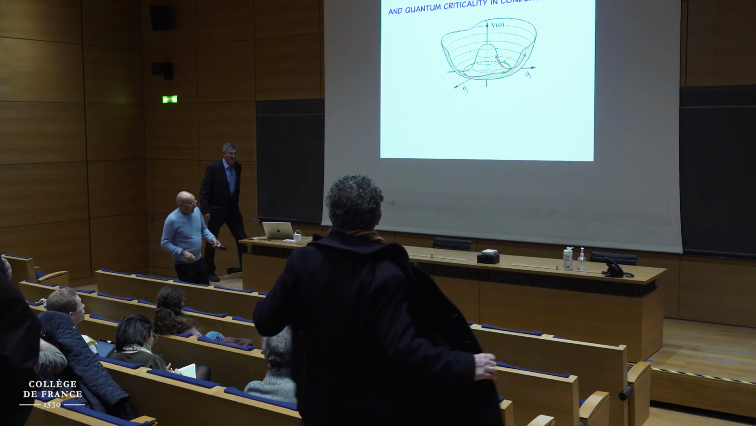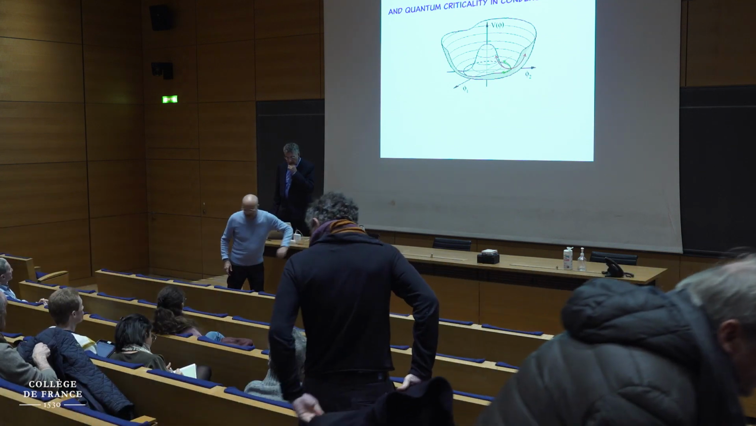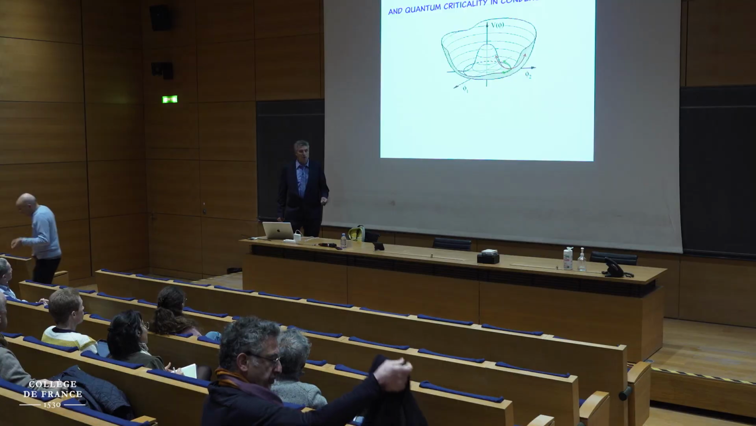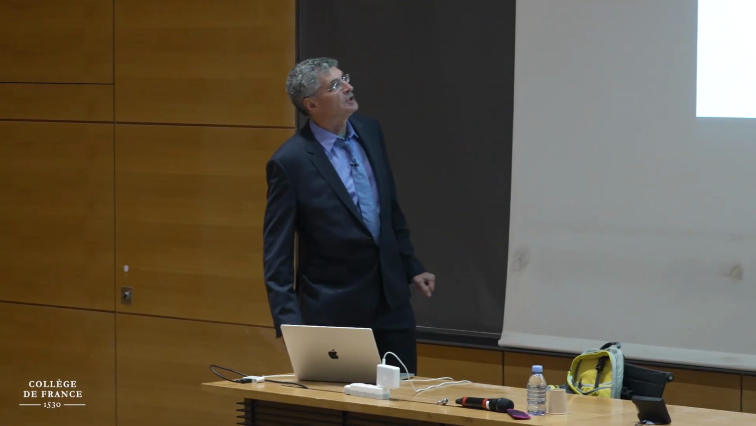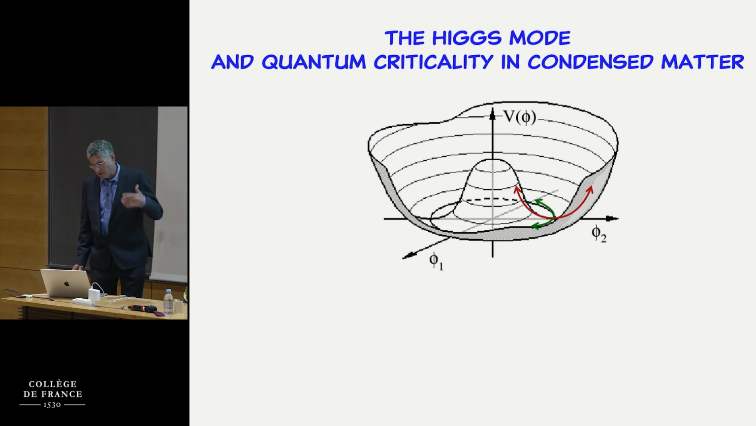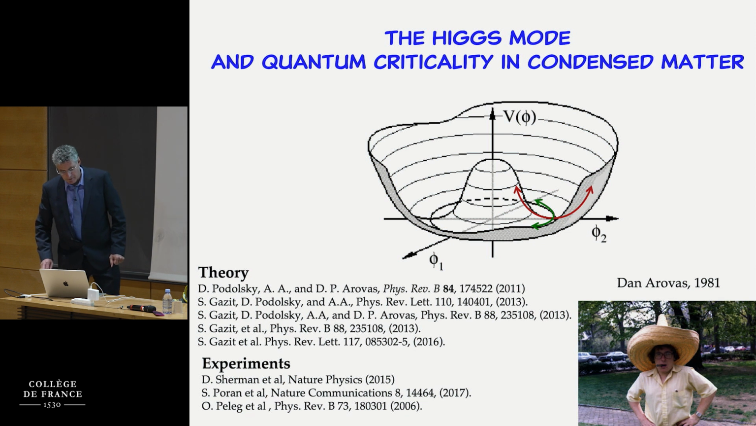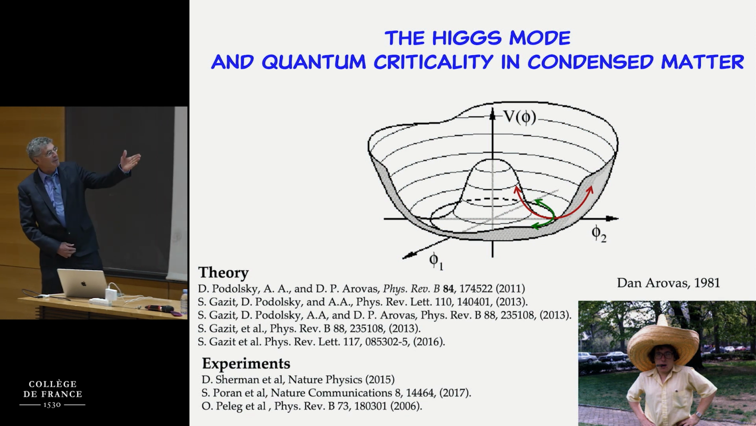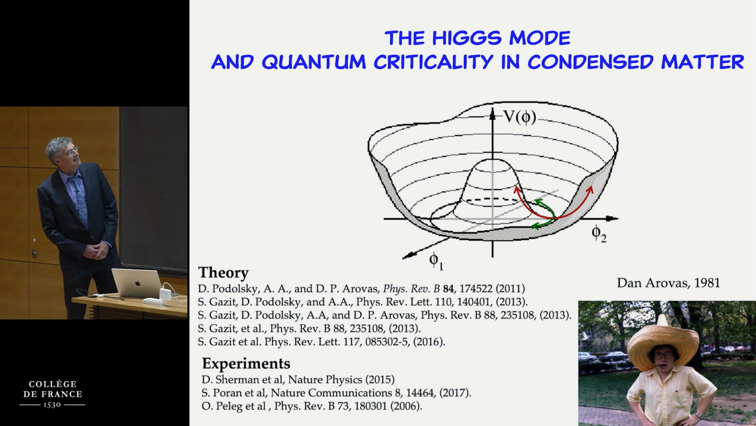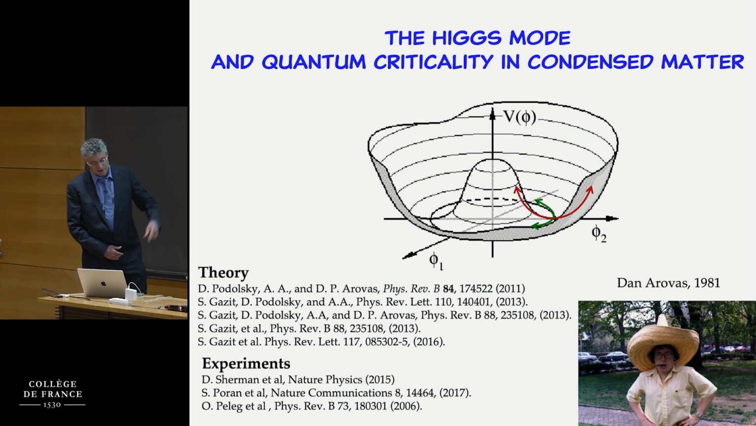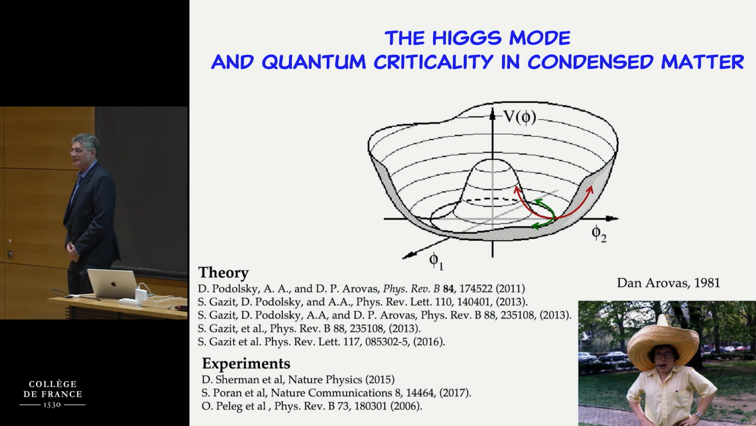Thank you for coming. So this is a talk about the Higgs amplitude mode in condensed matter, which is kind of an analog of the Higgs particle. It's work done by lots of collaborators, and there'll be some experiments I'm going to talk about. And this is one of my collaborators, Dana Rovas, many years ago, wearing a hat that looks like the picture of the Higgs potential.